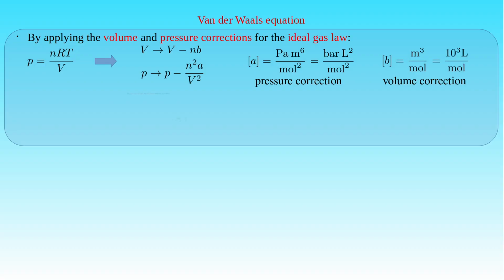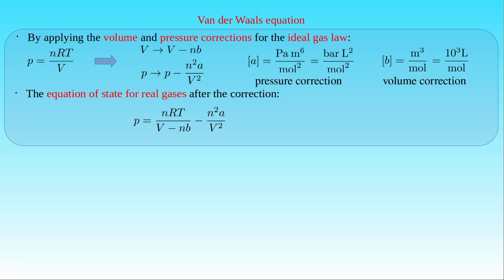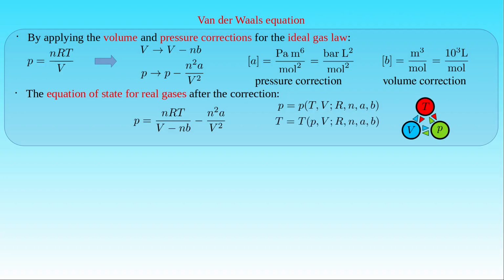By applying these corrections in the equation of state of the ideal gas, we can write the pressure P as the amount of species N times the gas constant R times the temperature T over the difference between the volume V and N times B, minus N squared times A over V squared. In the corrected equation of state we express the pressure P of N mole of van der Waals gas as a function of its volume and absolute temperature, where the parameters are the gas constant R, the amount of species N, and the two van der Waals constants A and B. If we use this formula, we can also express the temperature T of the gas or its volume V as a function of the other two state variables and the parameters.